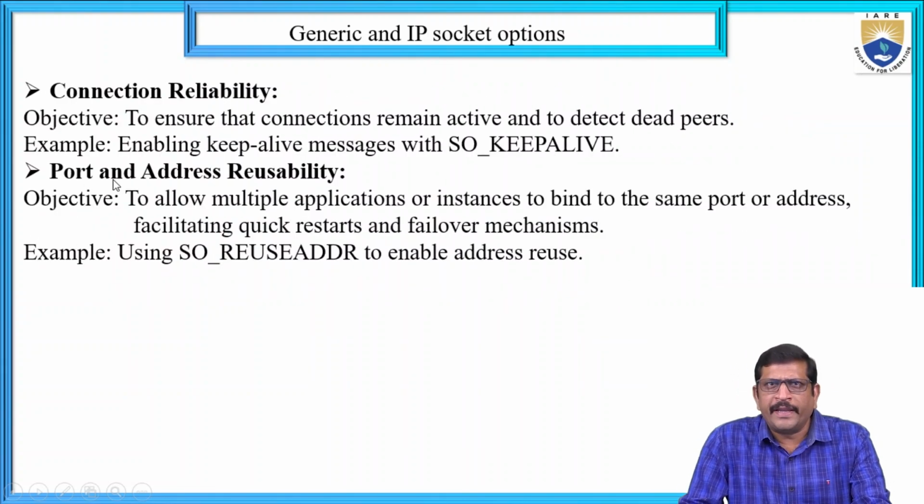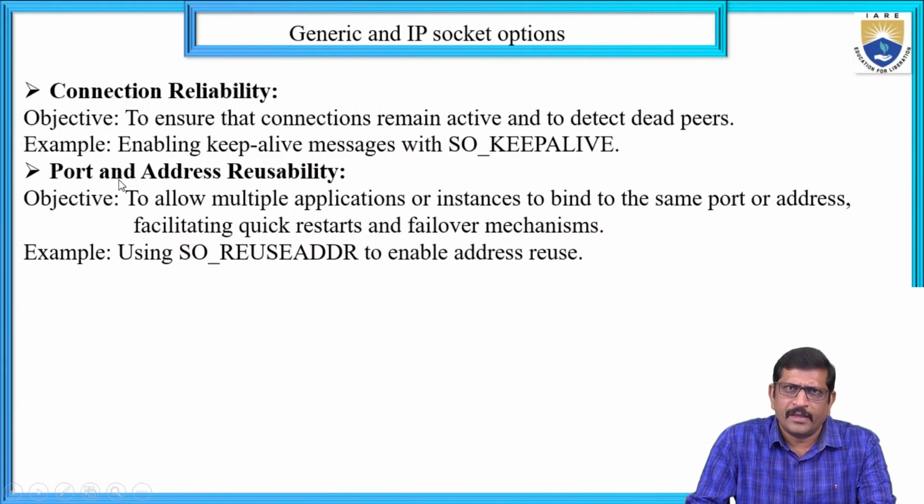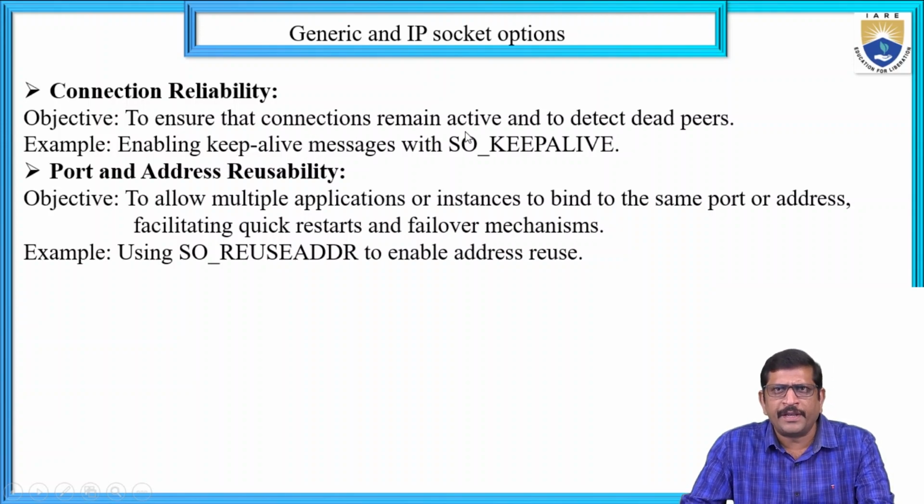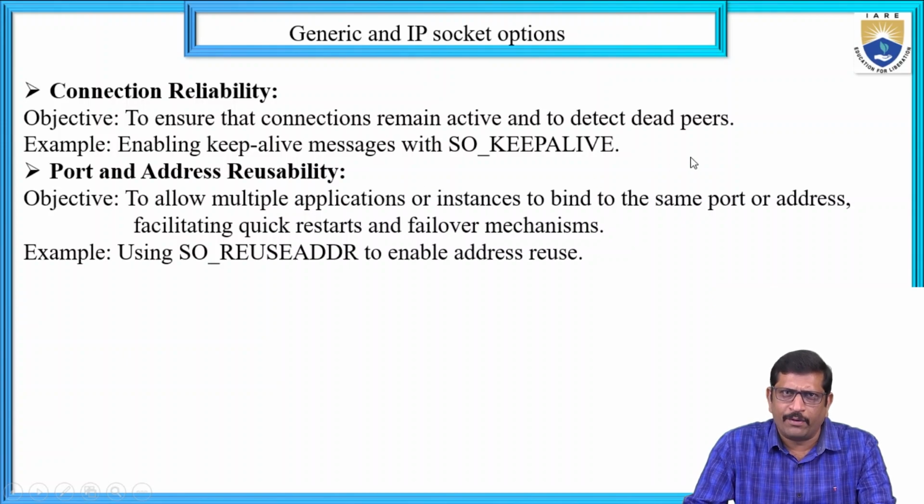Next is connection reliability. The objective here is to ensure that the connection remains active and to detect dead peers. For example, enabling keep-alive messages with SO_KEEPALIVE.